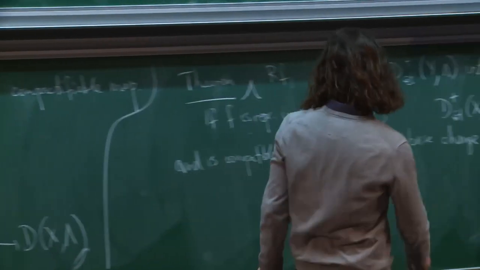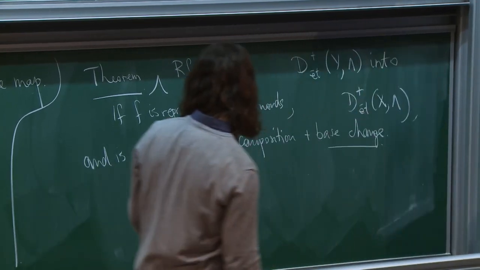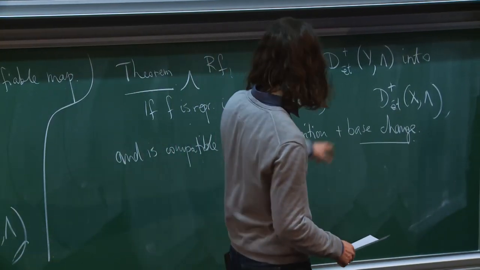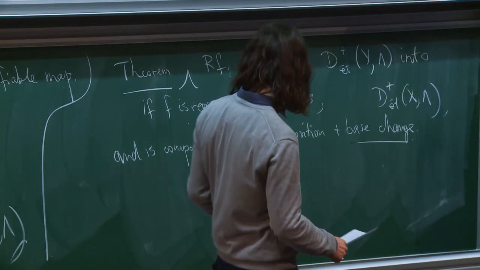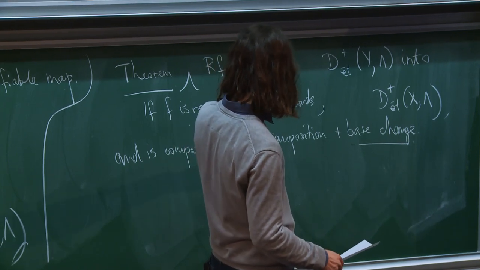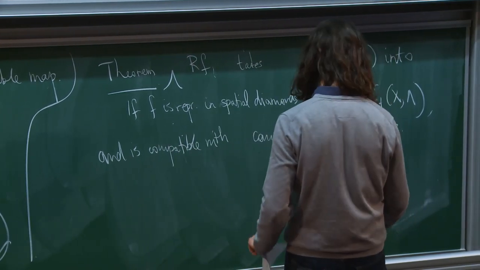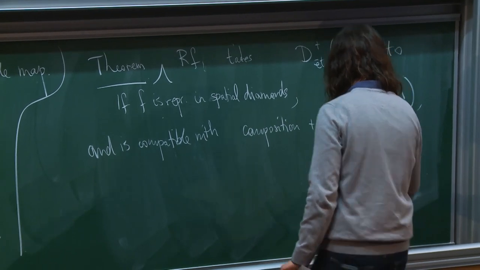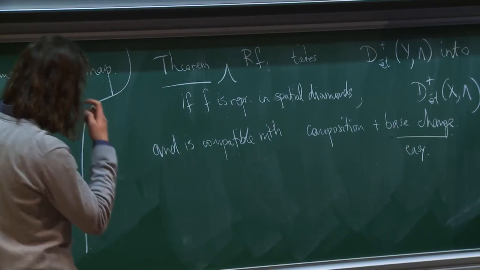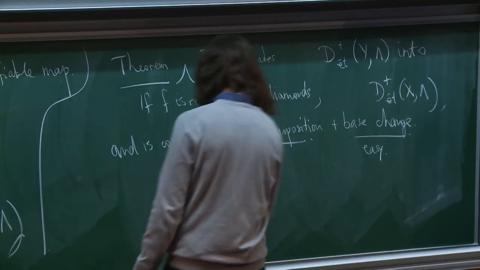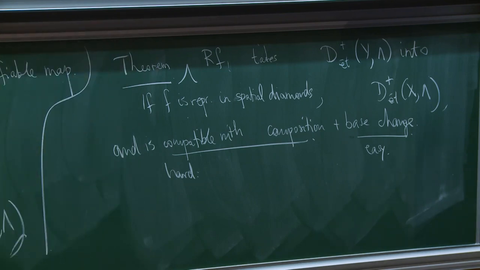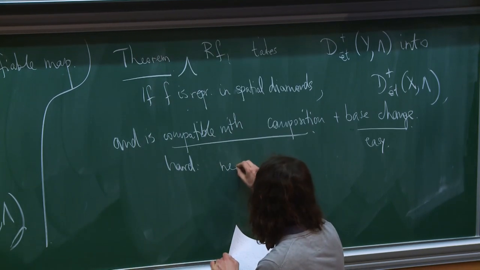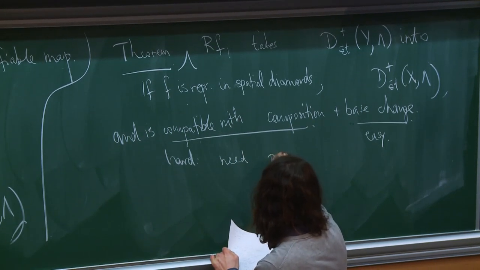So time's up. So let me just comment by saying that there are maybe three things to prove here, but let's discuss these final two. That's compatible with composition and base change. Usually you would maybe expect that something is compatible with composition should be easy and the base change should be hard, but actually it's the other way around. So this is actually easy using what we already have done. What's hard is composition. And for this part, you actually need to use usual proper base change for schemes.